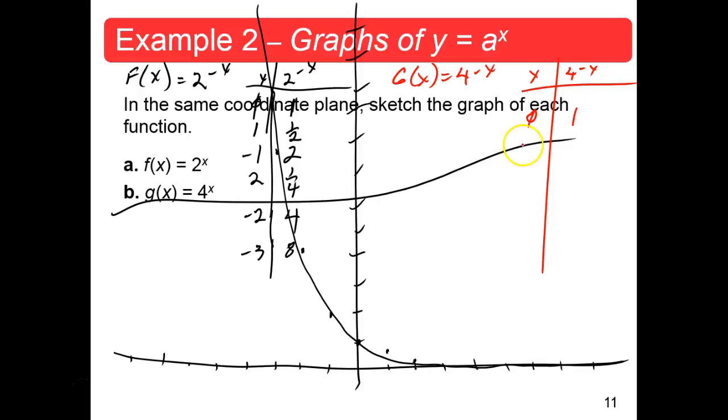1. 1/4. Excellent. Okay. Negative 1. 4. 2. 1/16. Negative 2. 16, already off scale. Okay? So help me plot those.